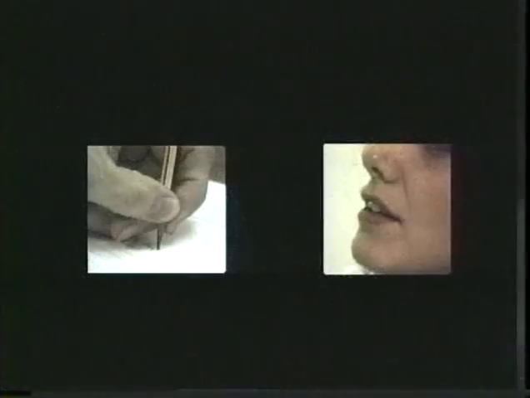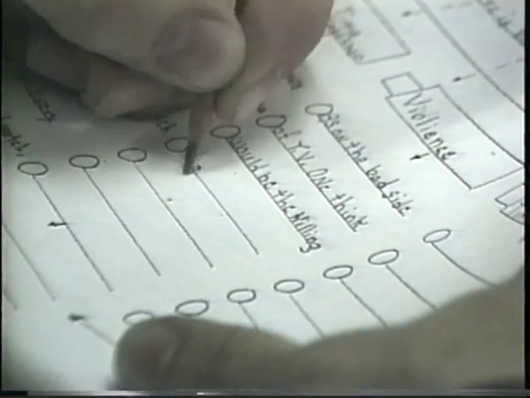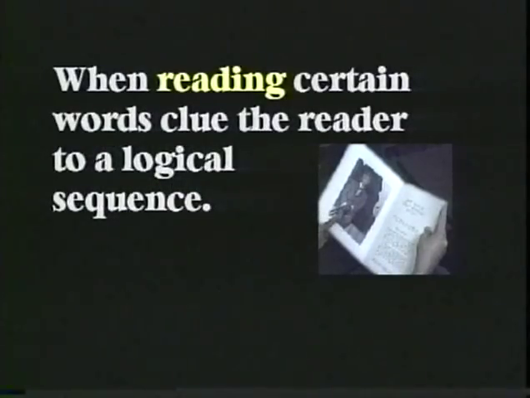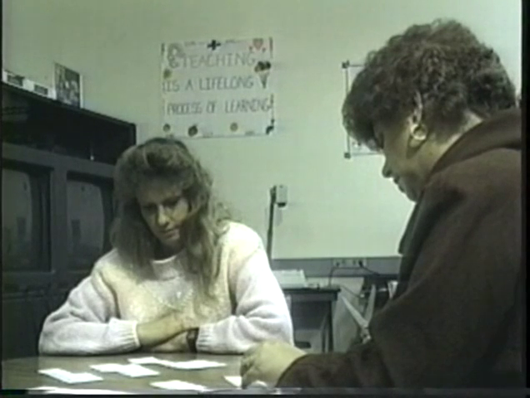The learning of language, both speaking and written, is a complex process requiring a combination of the two. Here we see students using graphic organizers to clarify their thoughts prior to placing them in sentences. Writing and reading fit together. When reading, certain words clue the reader to a logical sequence. When writing, certain words must be included to give a logical sequence to the piece. In the following activity, the student is using context clues and her knowledge of sequencing to complete the short story.